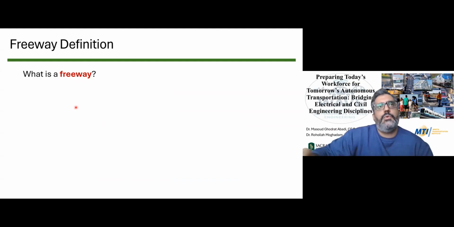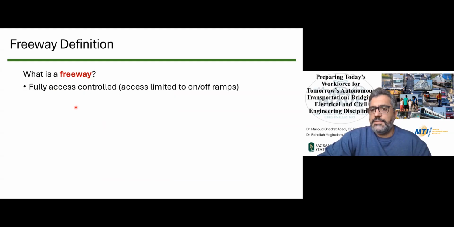What is a freeway? Let's talk about it. A freeway is, first of all, a fully access-controlled facility. It means that there should be no at-grade crossing. If you have to connect another roadway to a freeway, it must happen through on and off ramps, most of the time interchanges, right? And also, we should never connect a local street directly to a freeway.